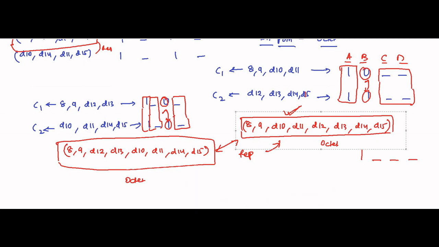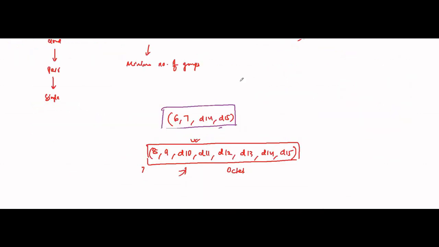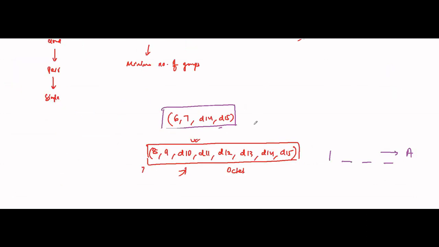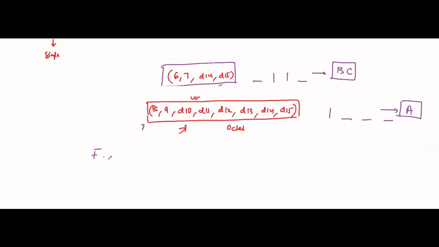8, 9, D11, this one is 1 dash dash dash, which is basically A. Then 6, 7, D14, D15 is -1, 1-. This is basically A, B, C, D. It is BC. So these are the two terms that will be coming in the final Boolean expression. So the minimized Boolean expression is A or BC.